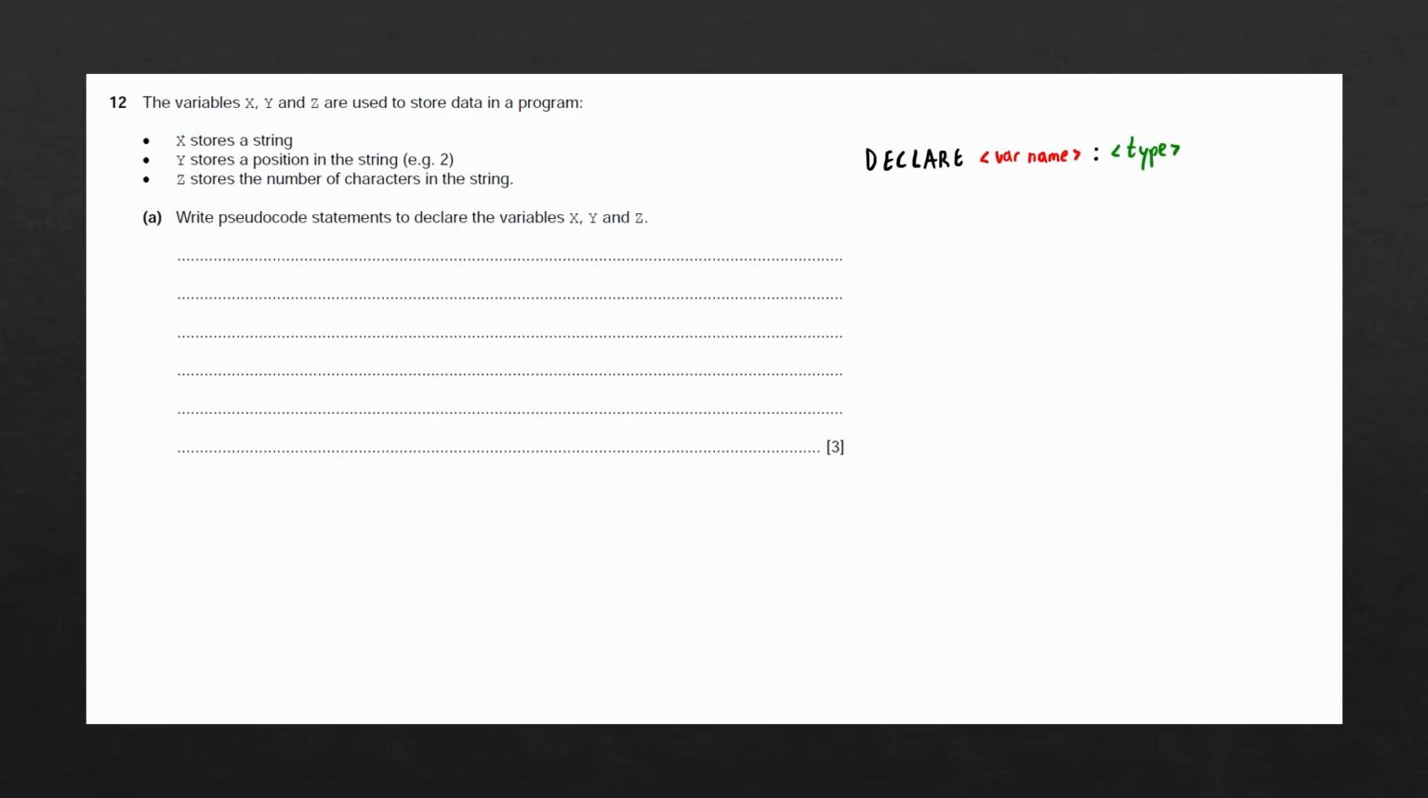So for the first variable, we have x, so let's start off by saying declare x. The data type for this variable is a string, as given in this question. So we'll write :string. The next variable is variable y, so we'll write declare y. In this case, y stores a position in the string, so for example, 2. This means it's going to be an integer. So let's write integer. The last variable we have is z, so we'll write declare z. Z stores the number of characters in the string, which again means that it's going to be an integer. And that is this question completed.